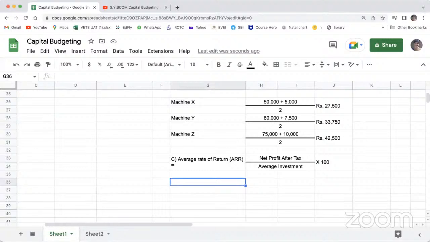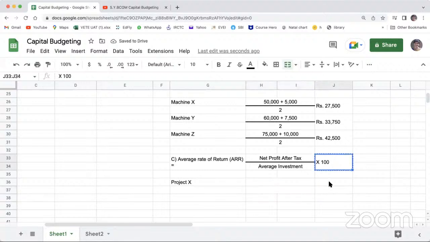Now let's start. We have to see which particular machine or which particular project, that is XYZ, is going to give us the best return, right? So let's start. For first, what did we write earlier? Machine XYZ. Now because these machines are going to be used for different projects, we will be seeing it as project X. Now use the formula here and check.